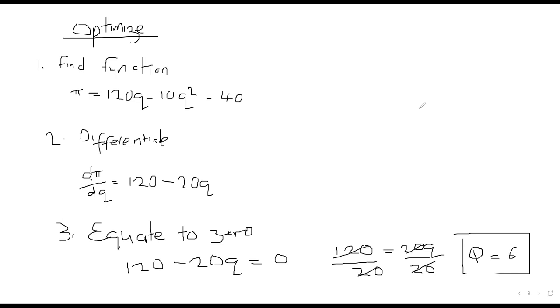How did we find the 20Q? On 120 minus 20Q, 120Q differentiates to 120. 10Q squared, multiply 2 times 10, is 20Q. Subtract 1 from there. Then what happens to the 4? It drops out because it's a constant. Okay, thanks. So this is how our marginal profit was 120 minus 20Q. Any other questions?